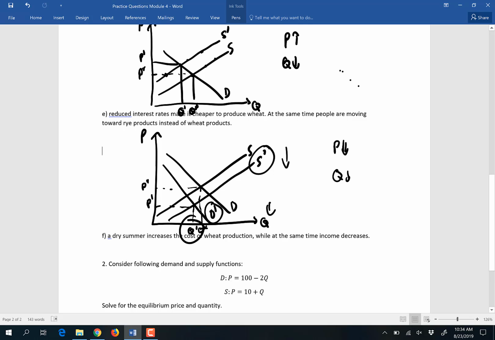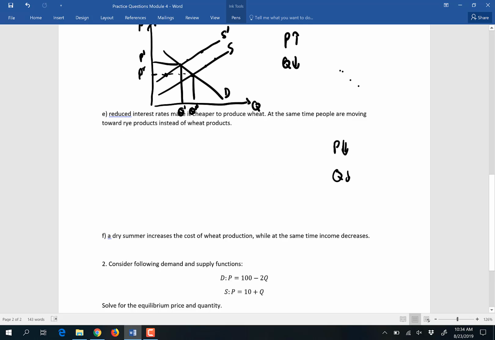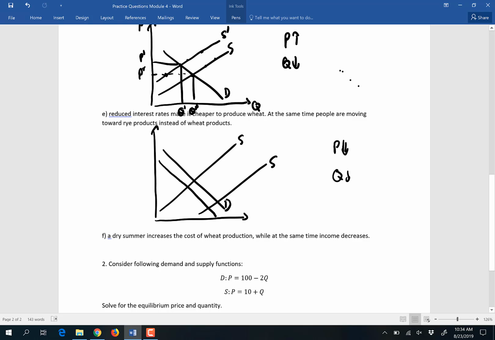But if I had just shifted these functions differently, for example, what if instead I had drawn it like this? In that case, we clearly would have an increase in the quantity, still a decrease in the price.